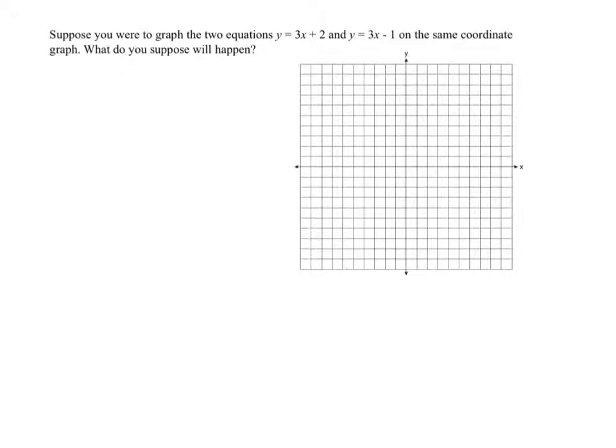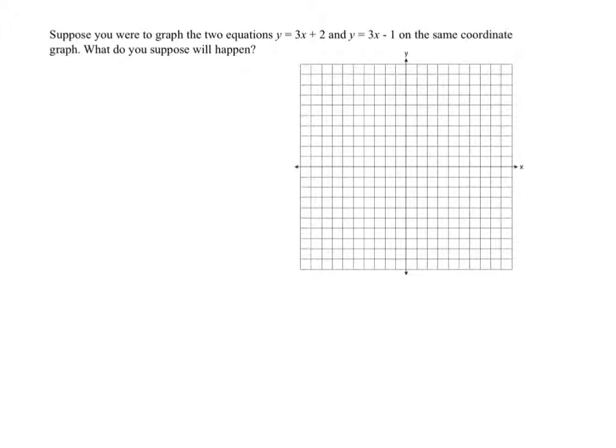We're going to be talking about parallel and perpendicular lines in this lesson. The first thing I want you to do is look at this graph. Suppose you were to graph the two equations, y equals 3x plus 2 and y equals 3x minus 1, on the same coordinate graph. What do you suppose will happen? Well, let's go ahead and graph them and see what we can get.